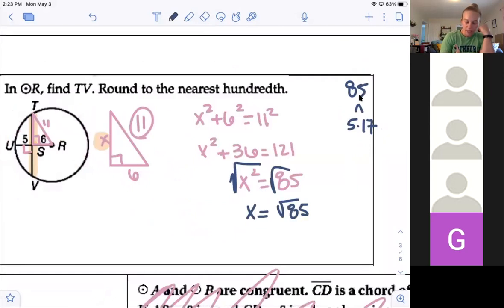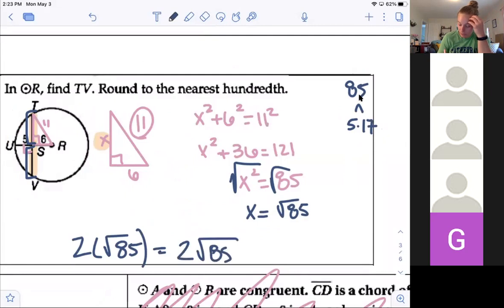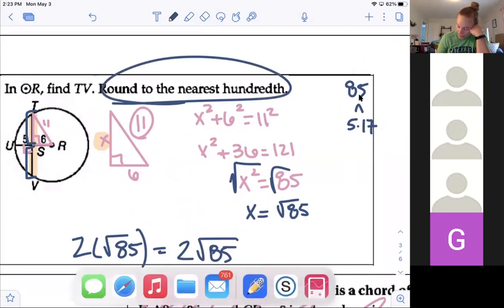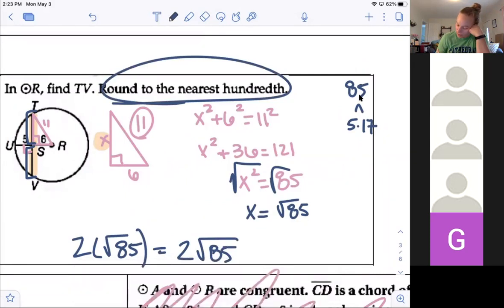Now that's just the length from T to S. And so we need to double that. We need to multiply it by 2 to get the length from V to S. So I'm going to do 2 times root 85, which if it said leave it exact, I would want an answer that says 2 root 85. But I don't. I want to round to the nearest 100th. So let's get our calculator out and let's figure out what this would be if I plug it into the calculator.